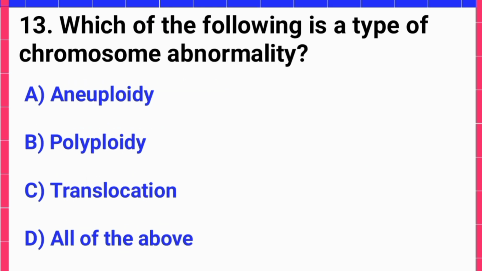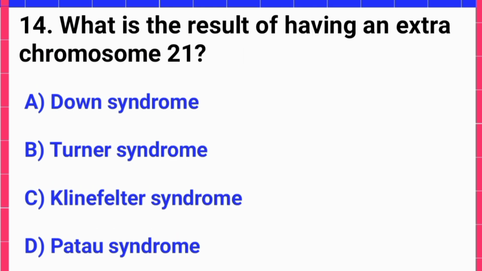Question number 13. Which of the following is a type of chromosome abnormality? The right answer is option D. All of the above. Question number 14. What is the result of having an extra chromosome 21? The right answer is option A. Down syndrome.